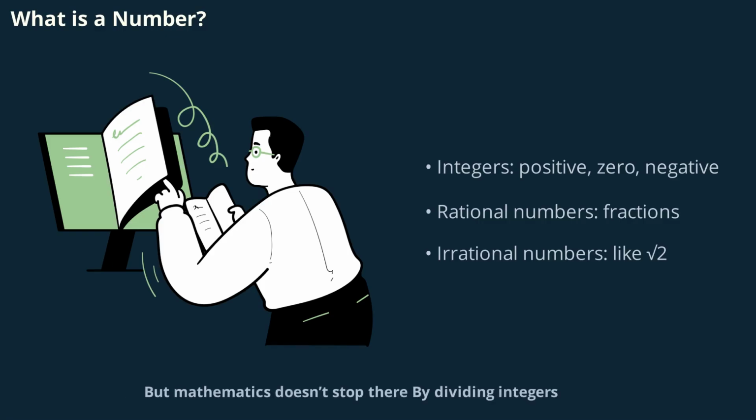But mathematics doesn't stop there. By dividing integers, we get fractions or rational numbers like 1/2, or minus 3/4. These can be added, subtracted, multiplied, and divided except by 0, and the result is always another rational number. However, not all numbers are rational. For example, the square root of 2 cannot be written as a simple fraction. This leads us to the concept of real numbers, which include both rational and irrational numbers.